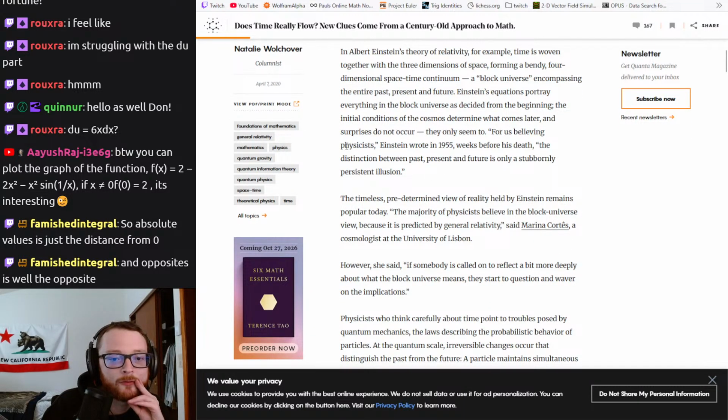For us believing physicists, the distinction between past, present, and future is only a stubbornly persistent illusion.